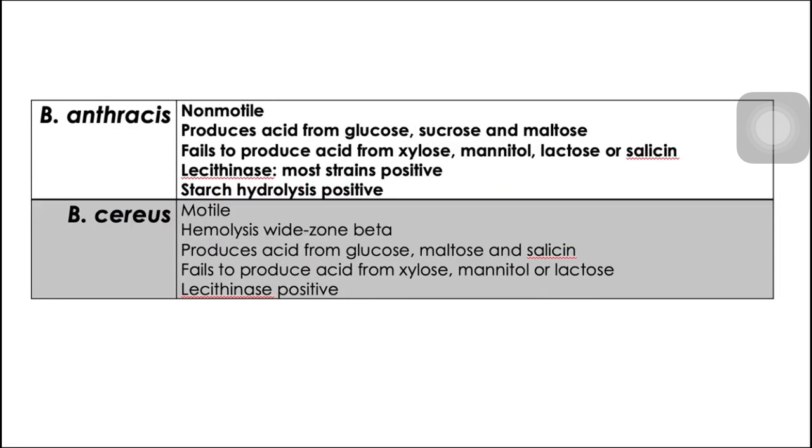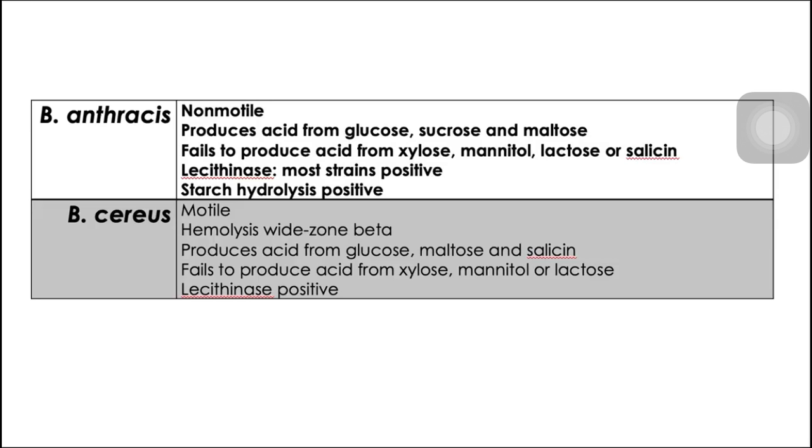Next, let's now move to your Bacillus species. So these are gram-positive bacilli, spore-forming aerobically, and they also contain a capsule. So aside from the spore, meron din po silang capsule. But their capsule is made up of polypeptide D-glutamic acid. Kasi usually po yung mga capsule, they are made up of polysaccharide. But for the capsule of Bacillus anthracis and Bacillus cereus, their capsule is made up of polypeptide D-glutamic acid.